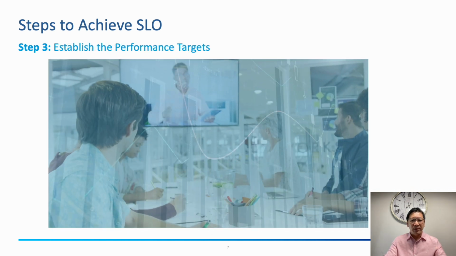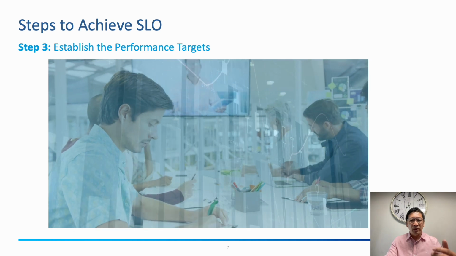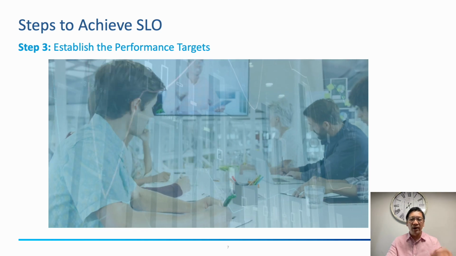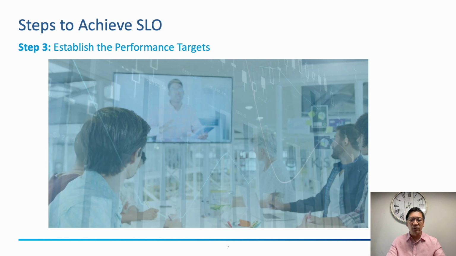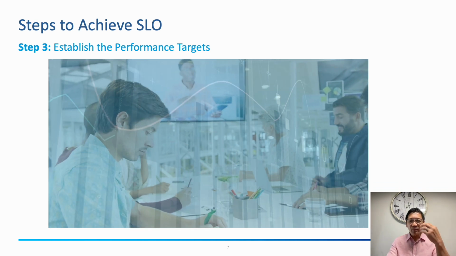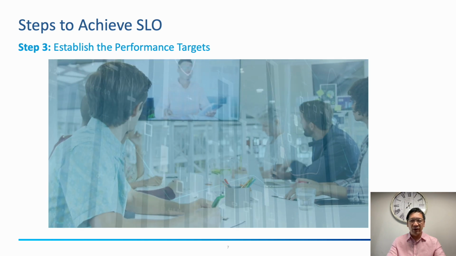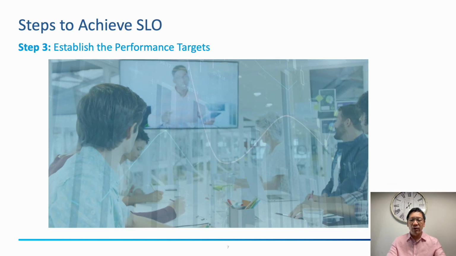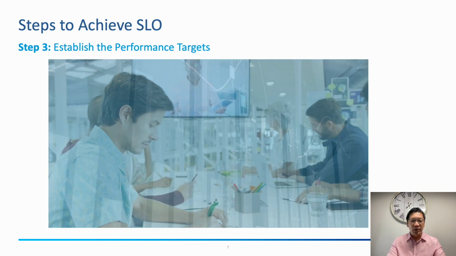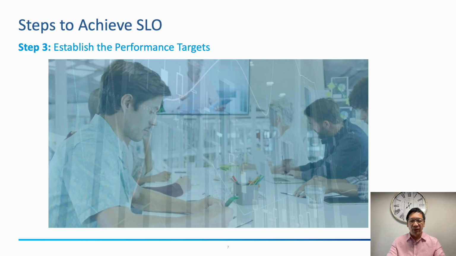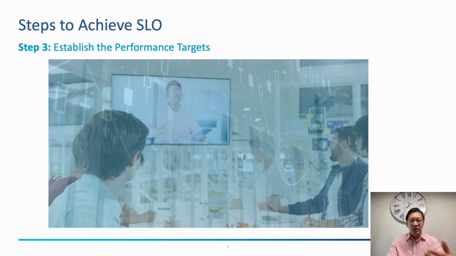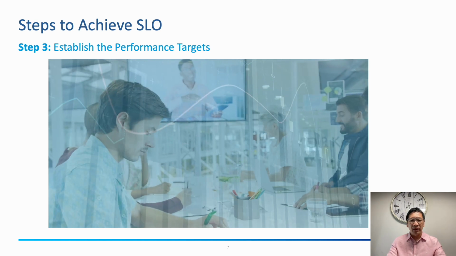The third step is to establish the performance goals. These goals define the acceptable level of performance for each of the performance metrics. When establishing performance goals, you need to consider several factors, such as the impact of the network performance on your business operations and customer experience, the costs associated with achieving the targets, and the availability of resources.